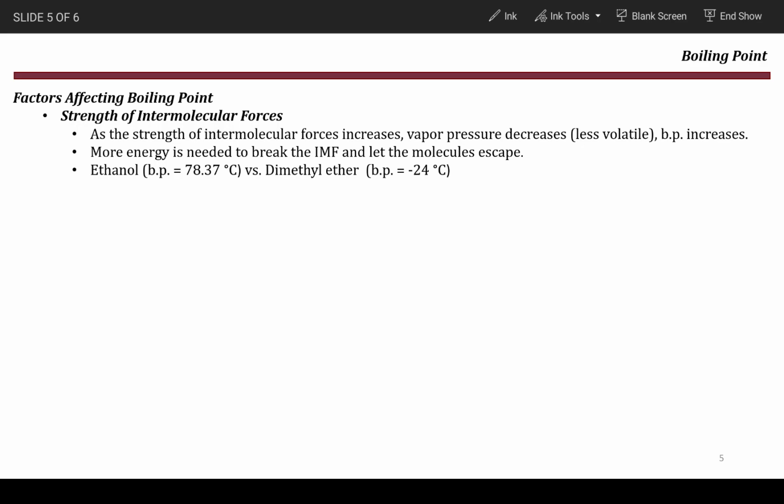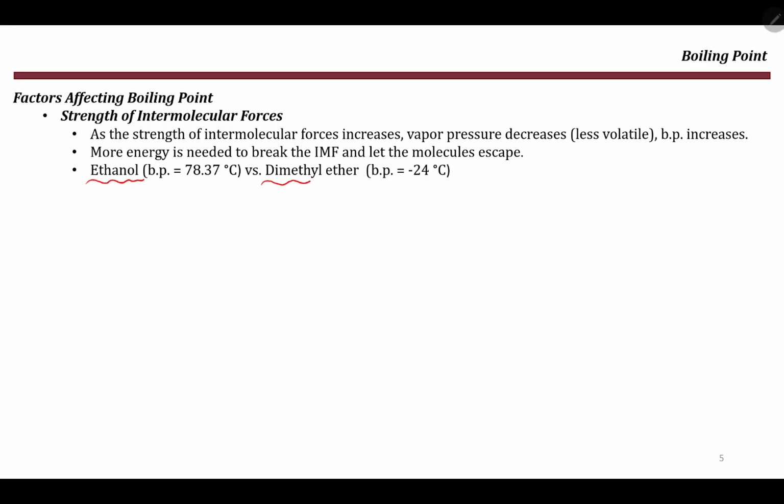For example, if we compare the boiling points of ethanol and dimethyl ether, we notice that the boiling point of ethanol is almost 78 degrees, whereas that of dimethyl ether is minus 24 degrees. Why is that? Because ethanol has the OH functional group, and this OH group is known to form hydrogen bonding, which is one of the strongest types of intermolecular forces. That's why the boiling point is high.